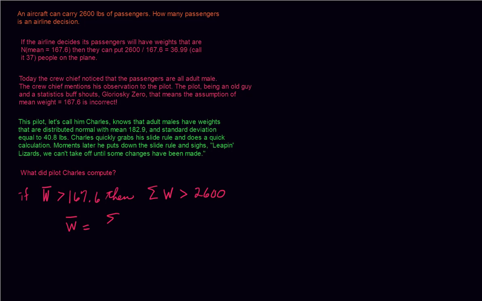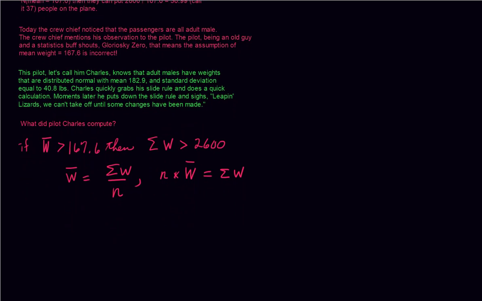Now, W bar, we know how to compute the average of a sample, would be the sum of the weights of all the passengers divided by how many passengers we have. So if we would then just take the number of passengers we have times W bar, then that would be equal to the sum of the weights. That's why Charles is interested in recomputing W bar, not for a theoretical value, but for the most likely value for the people that are getting on his airplane.